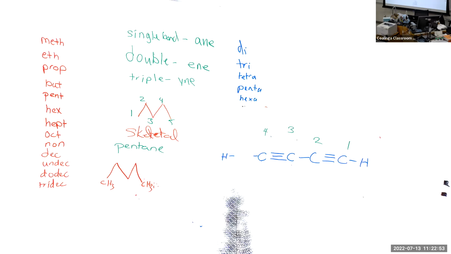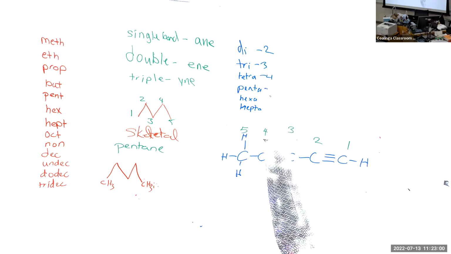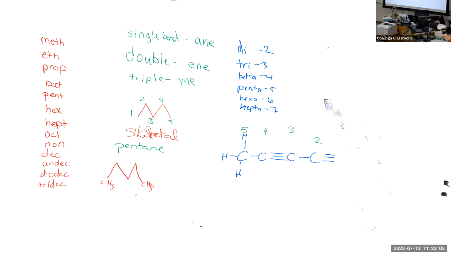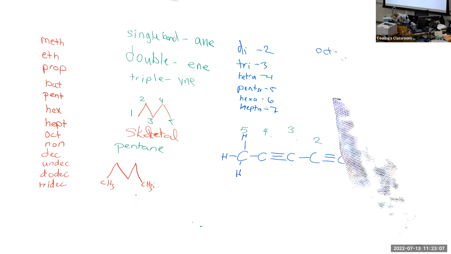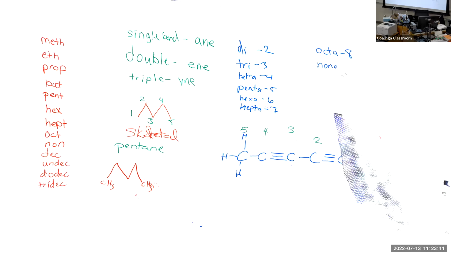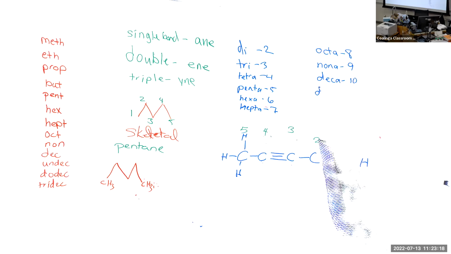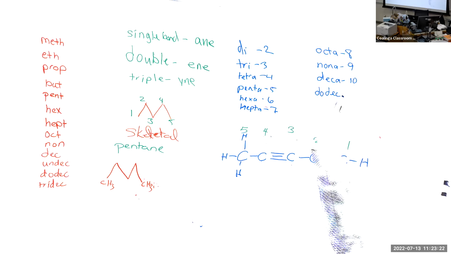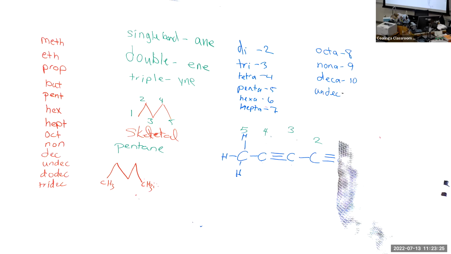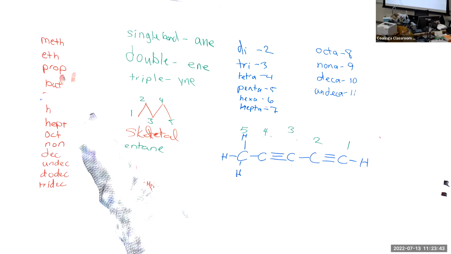penta, hexa, hepta, octa, nona, deca, undeca, dodeca. Now we don't want to mistake these prefixes for the ones for the number of carbons, although the ones down here are exactly the same, the first ones are different. So pay attention to that.